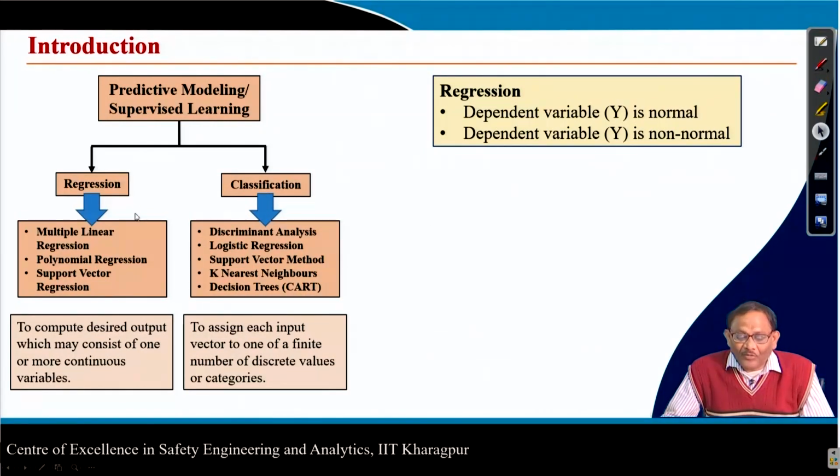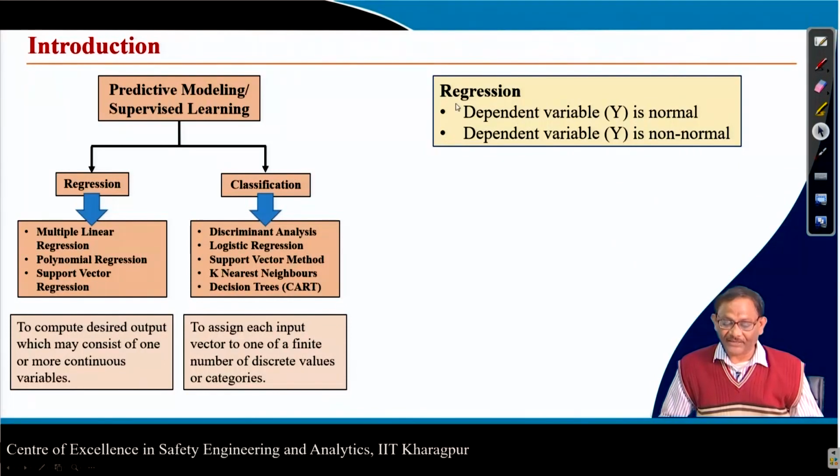In regression, we compute the desired output, which comprises one or more continuous variables. But when we talk about classification, the dependent output variable has different classes, meaning y is categorical in nature. That is what we say on the right hand side, the dependent variable.